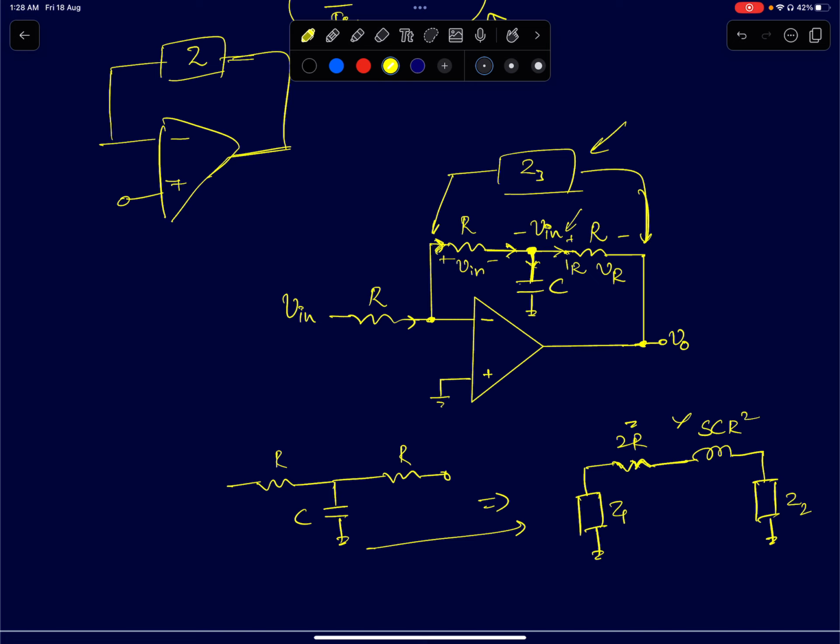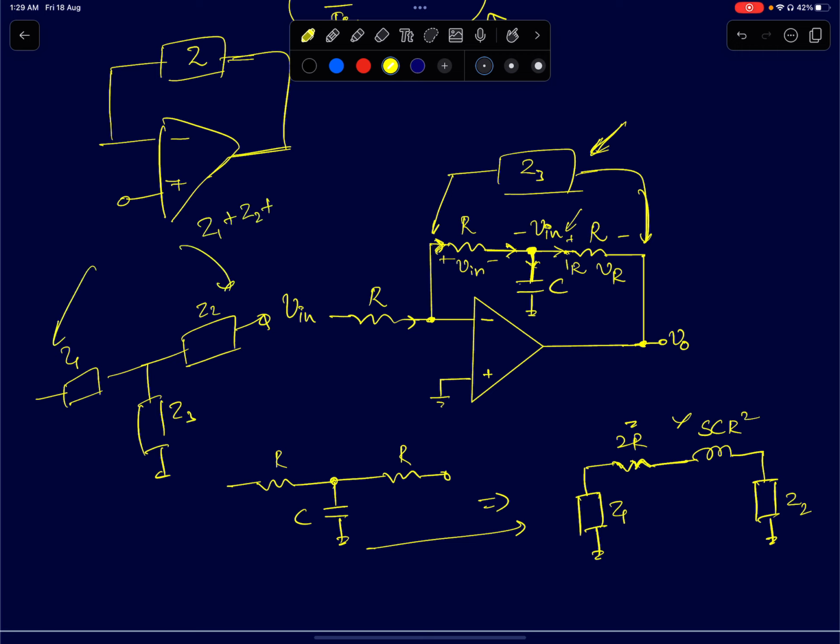So all I need to do is find out the impedance between the input and output terminals, the value of Z3. If you have a T impedance network like this, there is a standard result. Let's call the impedances Z1, Z2 and Z3. Then the impedance looking between these two nodes will be Z1 plus Z2 plus Z1 Z2 by Z3. This is something you have to know.